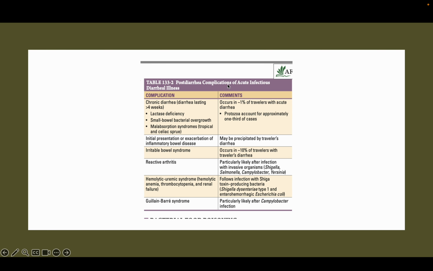So again, one more thing, the post-diarrheal complications. Reactive arthritis is generally seen after Salmonella, Shigella, Campylobacter. One of the most important points is that reactive arthritis is not seen after E. coli. So it is seen in Shigella, Salmonella, Campylobacter jejuni and Yersinia.